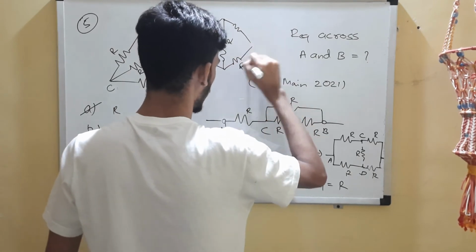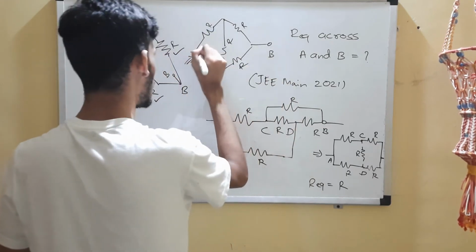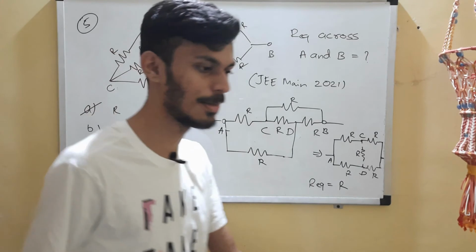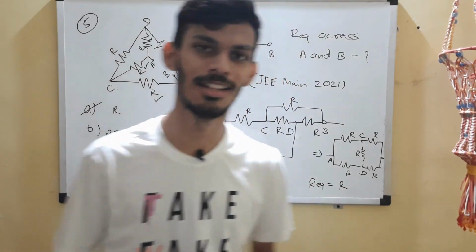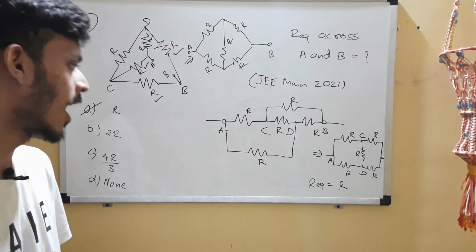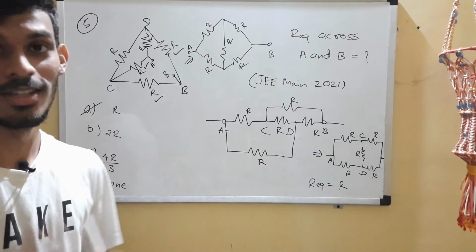Okay, so somewhat like this. You could have easily seen that it was a Wheatstone bridge in the first place, and R and R everywhere in a balanced Wheatstone network means that the equivalent will be R. So our R equivalent is R. It was a little bit different because it was a Wheatstone network.